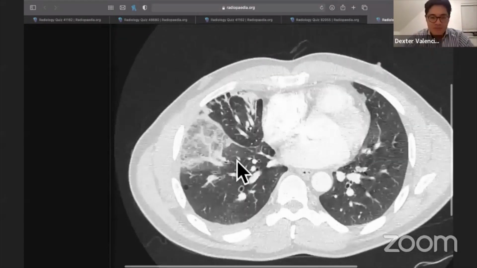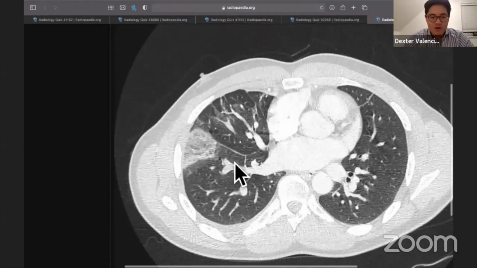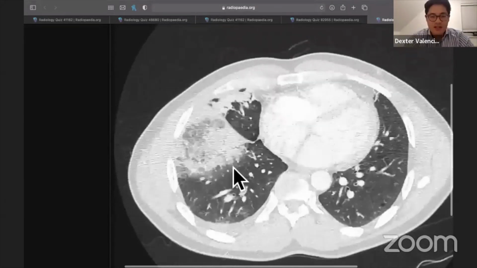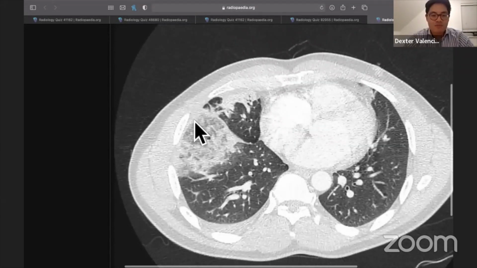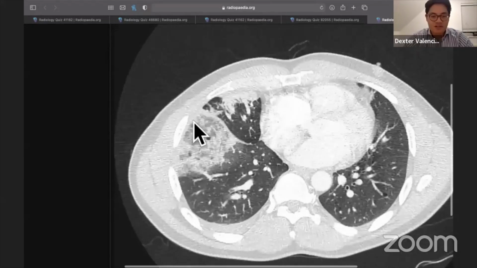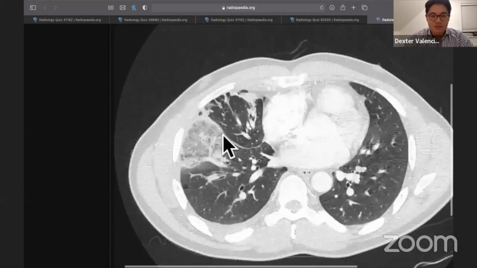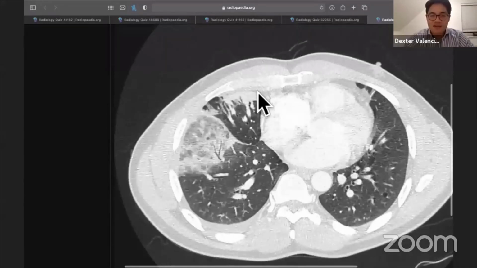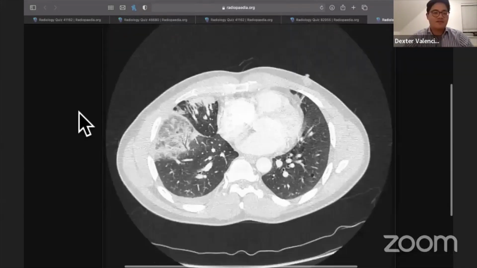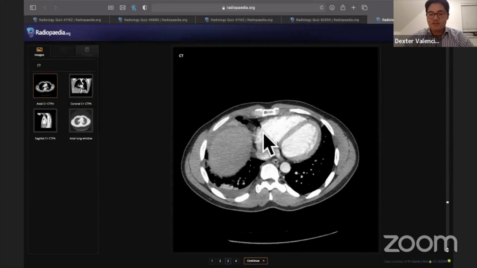And what this is actually, because it's related to this pulmonary embolus that we saw before, is a large pulmonary wedge infarct. This area has been starved of blood because of the PE, similar to these areas in the right middle lobe. So these are wedge infarcts. That's an example of wedge infarcts.